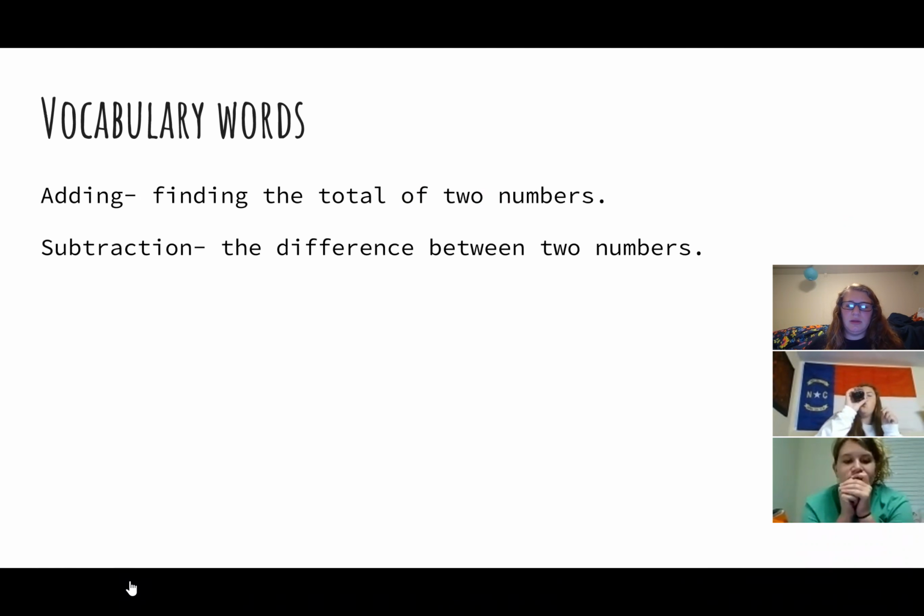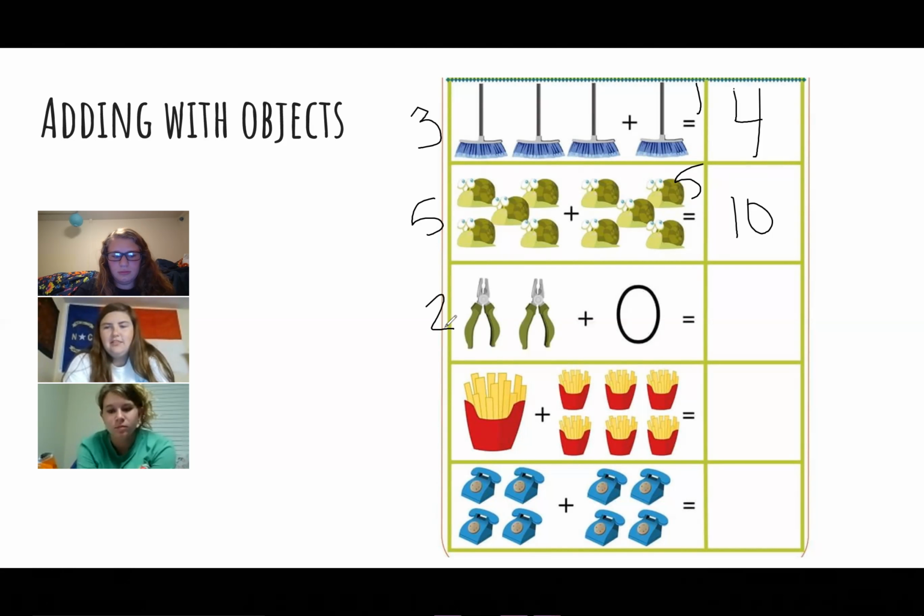Can someone do the next one for me? There's 2 pliers, plus, can you tell me what that circle is? The circle is a 0 and it has no value. So when you add 0, whatever the first number is stays the first number. So you said the first one was 2, so it would be 2 plus 0 would equal 2.